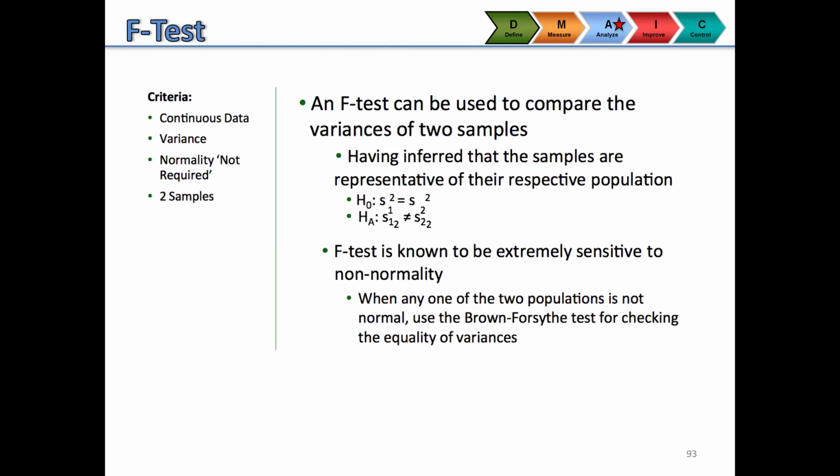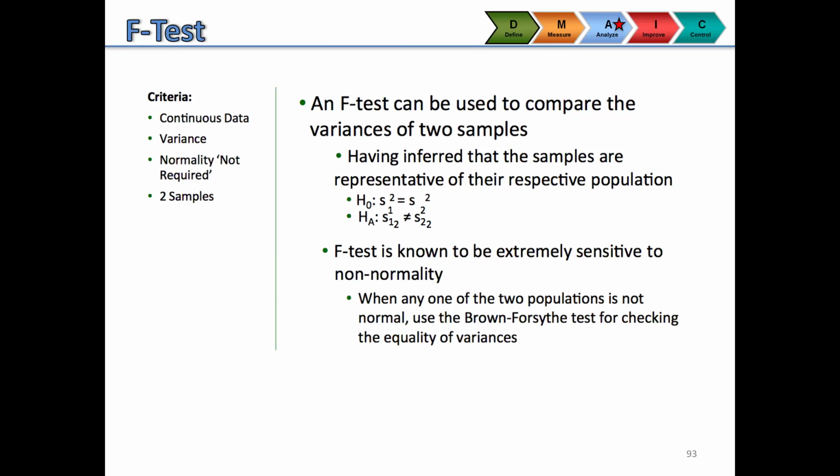So let's go through some of these tests. An F test can be used to compare the variances of two samples. Again, the steps are on the left. So continuous data, instead of looking at average or mean, like the shopping time or the average of the weather, we're looking at variance between two different sets of data.